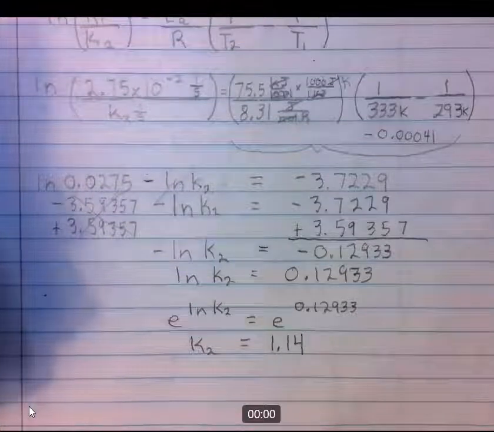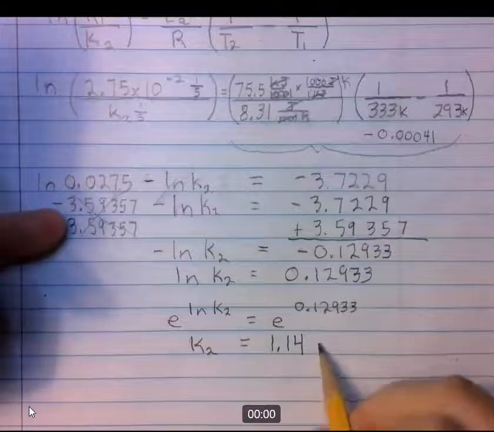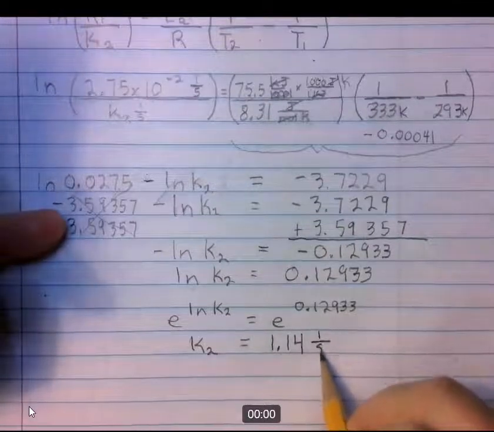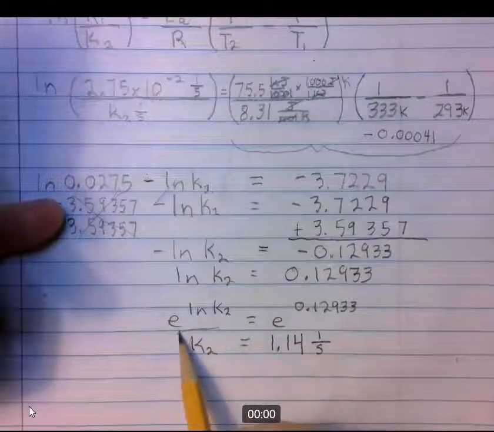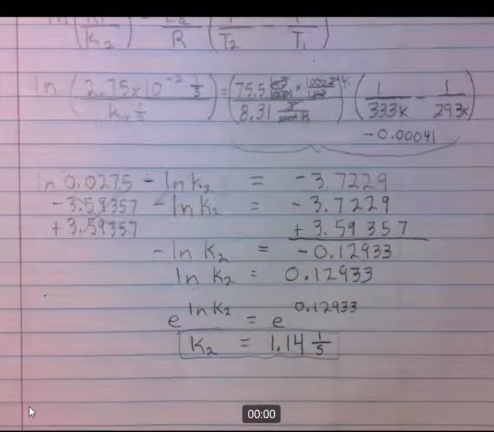Okay, and that is your answer. K2 is 1.14, and 1 over seconds is the unit of measure for K2. So that is the answer for part A. Okay, now we're going to go on to part B.